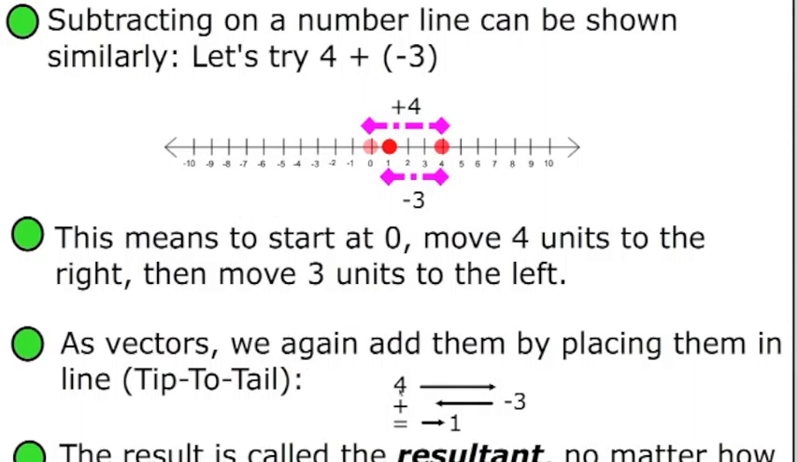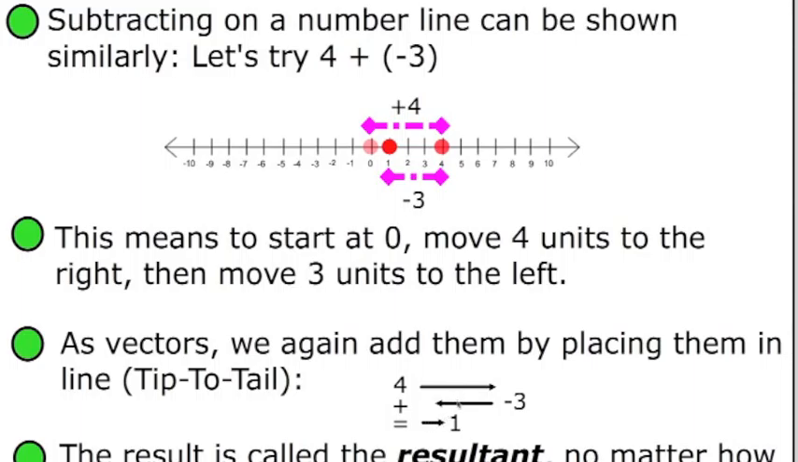So we would draw out the vectors. We have 4 this way, and then we have a negative 3, so it comes back 3 in the opposite direction, and that gives us 1 for our resultant. So we start at the first vector, and we extend along until we get to the end of the last vector. So it would go just like this one.